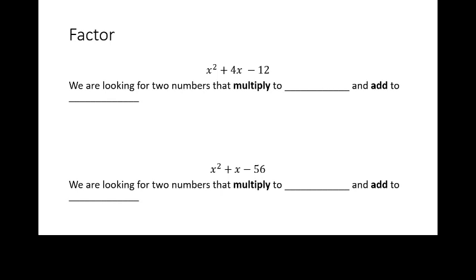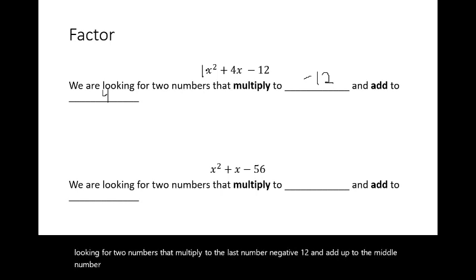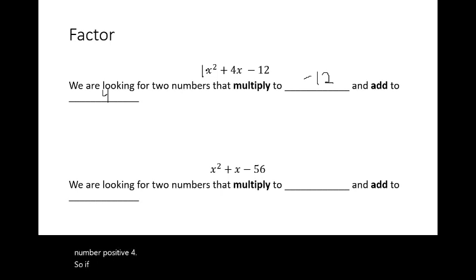Okay, so for this next one, since the leading coefficient is equal to positive 1, we are looking for two numbers that multiply to the last number, negative 12, and add up to the middle number, positive 4. So if you've tried 4 and 3, 4 and 3 don't work. So let's try 6 and 2.